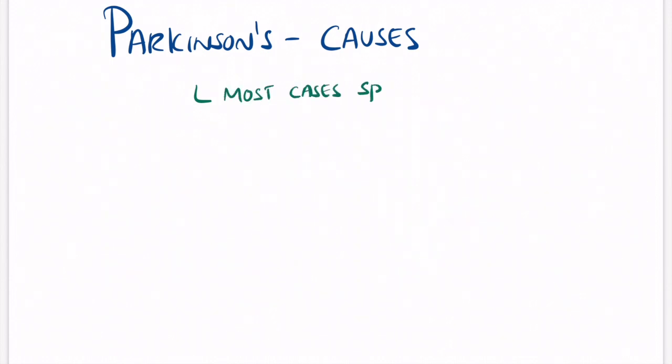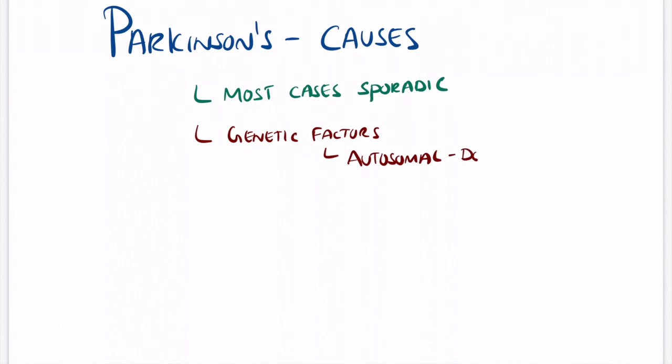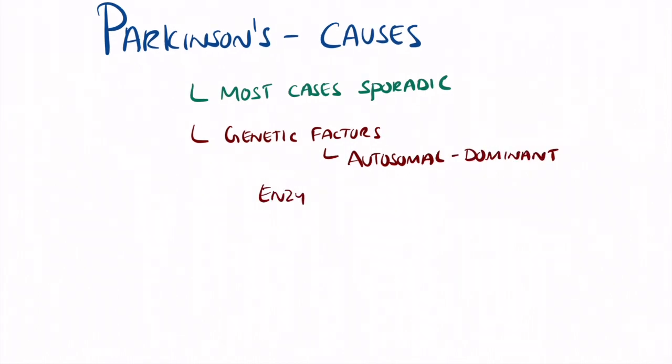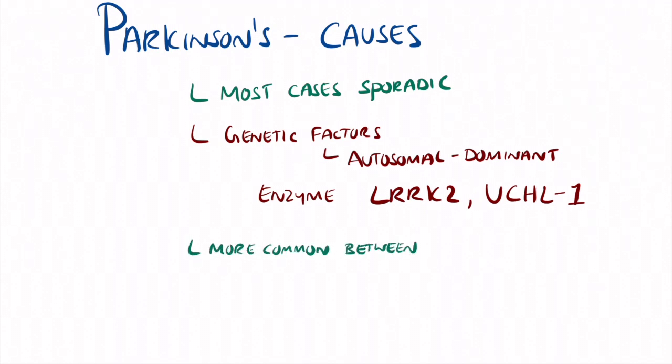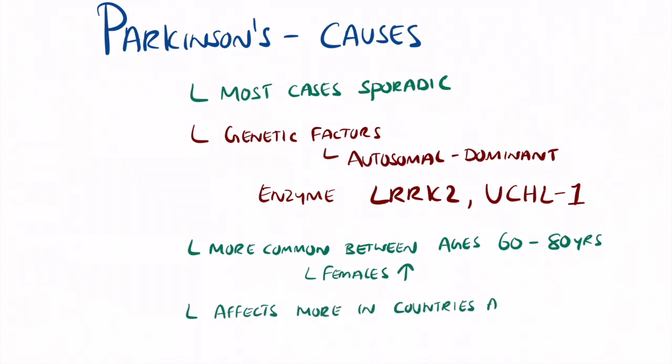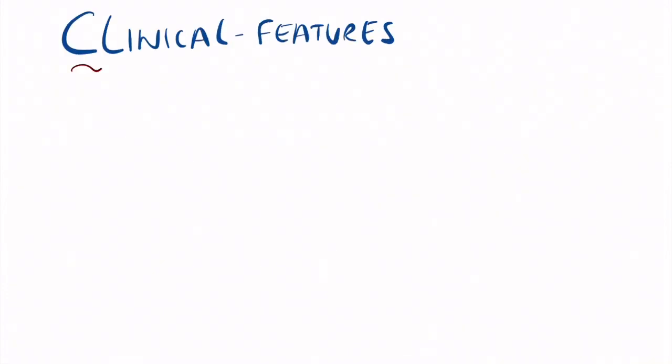Now, what are the causes? Well, most cases are sporadic, so there's no clear cause, but genetic factors can be involved, especially if you have a family member who has Parkinson's, so it's autosomal dominant, and it's also said to be autosomal recessive. It's linked to the genes LRRK2 as well as UCHL1, and it's more common in late ages, between 60 to 80, and females have a greater predilection. It affects more countries away from the equator, so maybe vitamin D and sunlight have some sort of role.